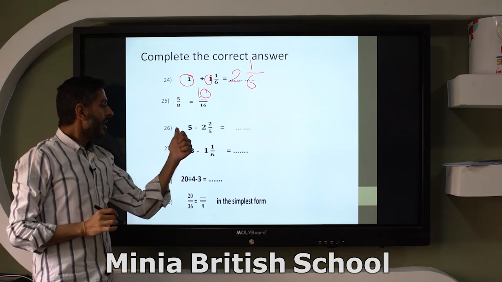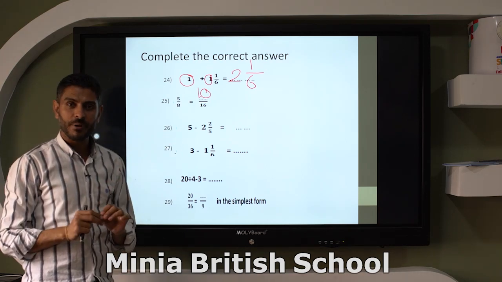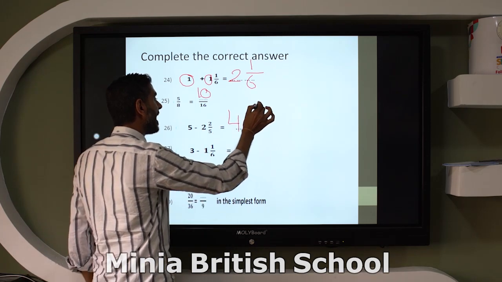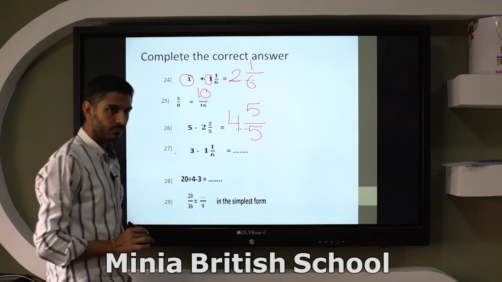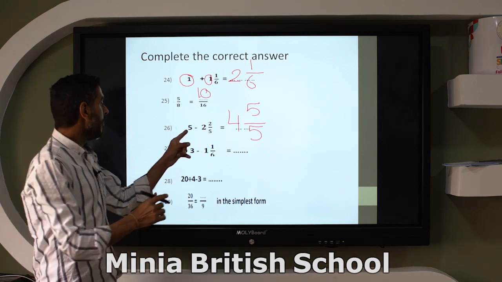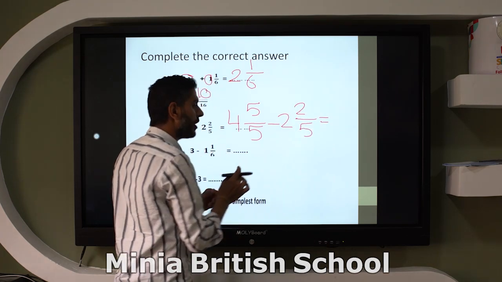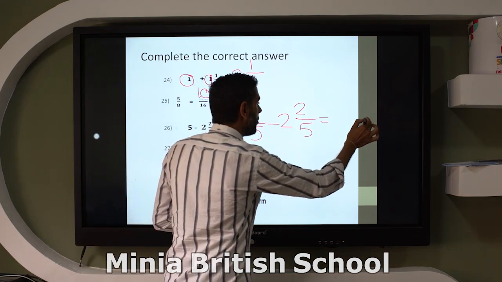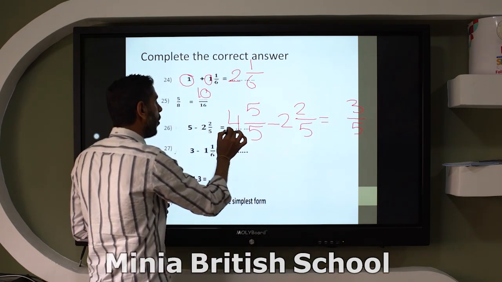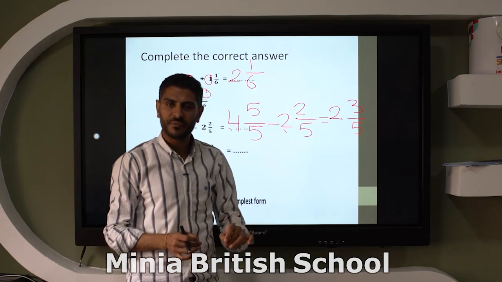Here, attention please. 5 minus 2 and 1 over 5. You must write this 5 as a mixed number. How? Take 1 from 5, it will be 4. And this one, write it as 5 over 5. 5 over 5 equals 1 and 4 equals 5. So it's right. Minus 2 and 2 over 5. Now you can subtract. Put the denominator as it is, 5. 5 minus 2, 3. And 4 minus 2 equals 2. So the final answer, 2 and 3/5.